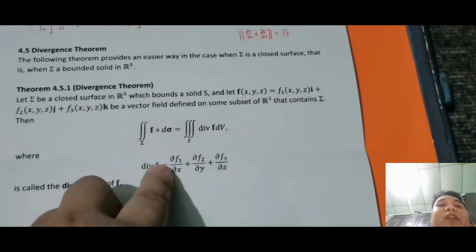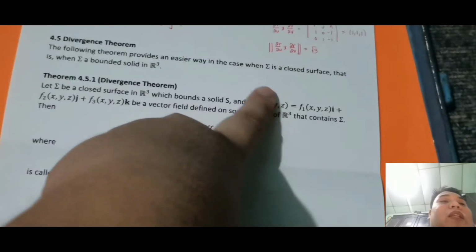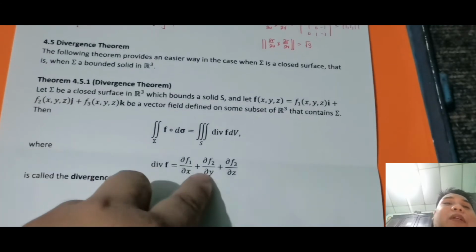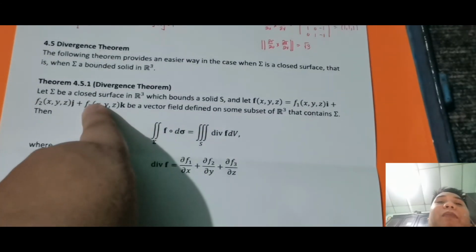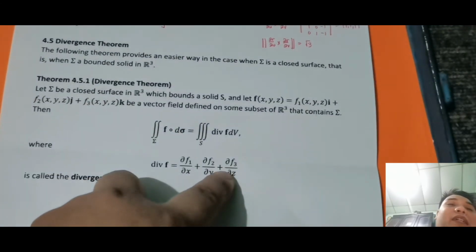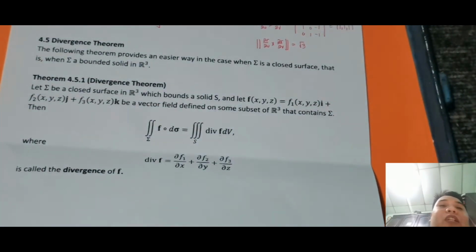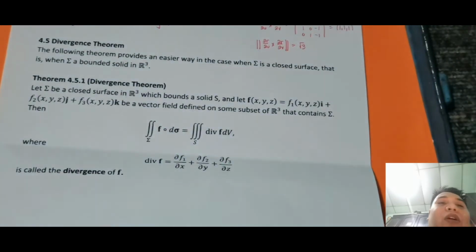Divergence of f is just equal sa partial derivative ng f sub 1 with respect sa x plus partial derivative ng f sub 2 with respect sa y plus partial derivative ng f sub 3 with respect sa z. So, yung part mismo ng ating vector field, partial derivative ko. Tapos, ayun yung ating divergence. Tapos, yung dB. So, ayun yung sinasabi ko. Whether ano lumabas sa divergence natin, usually sa divergence lumalabas number or something na gano'n.